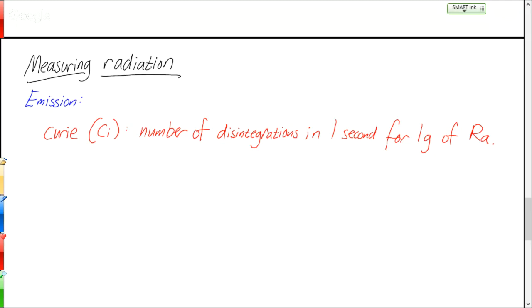Another radiation activity one is called the becquerel, or Bq, which is just disintegrations per second. You don't have to know all these definitions and things. I'll show you what we're going to do to use these measurements, use these units. All right, so those are the 2 units we're going to use to measure radiation coming off of something.